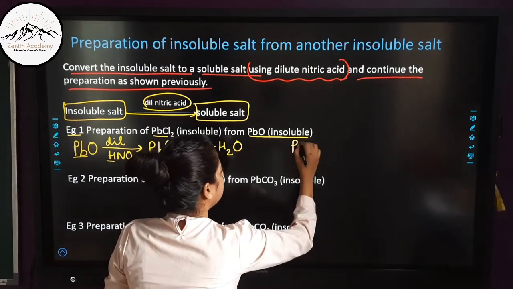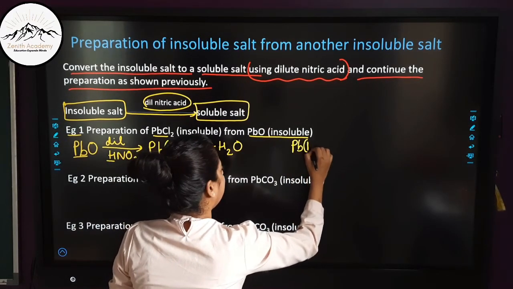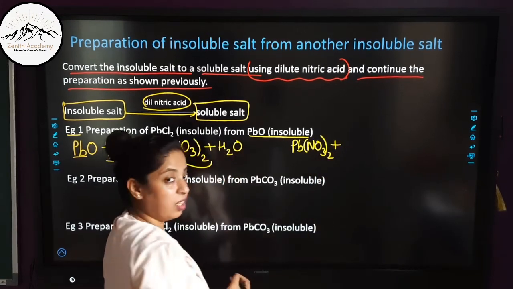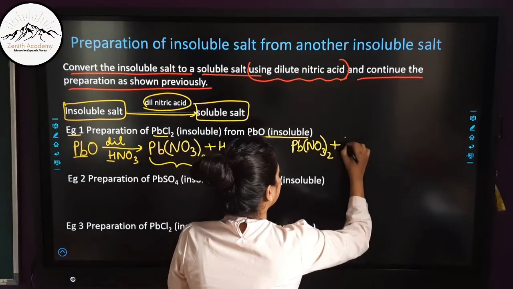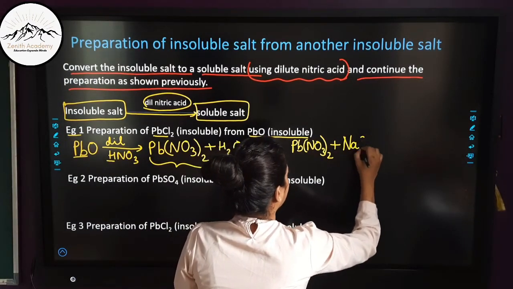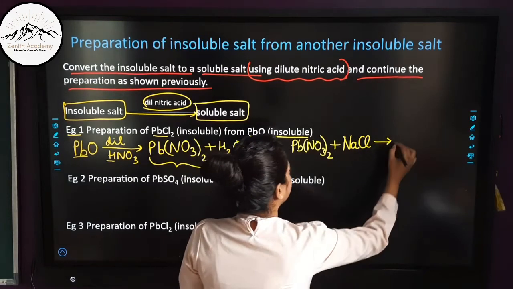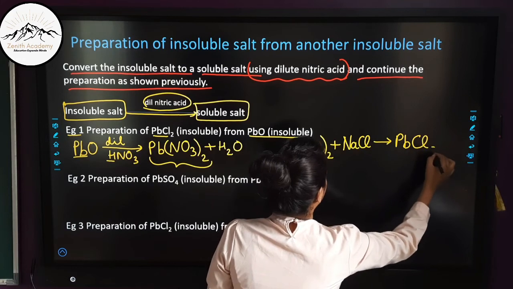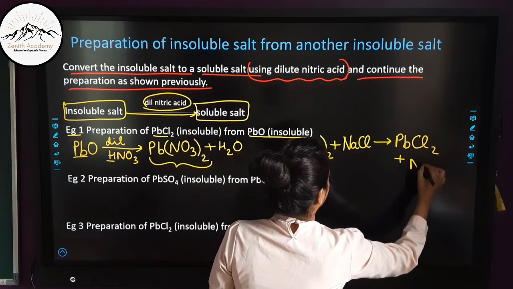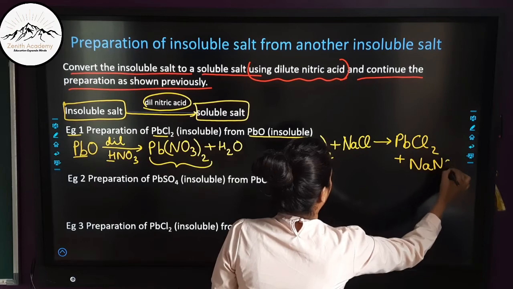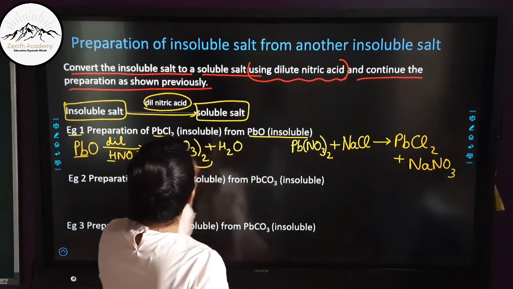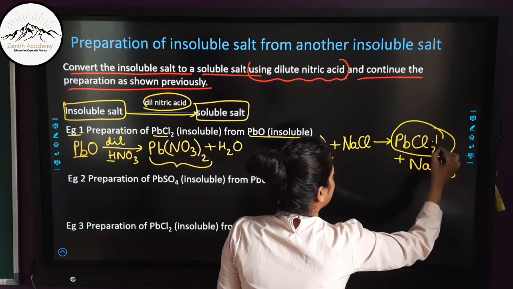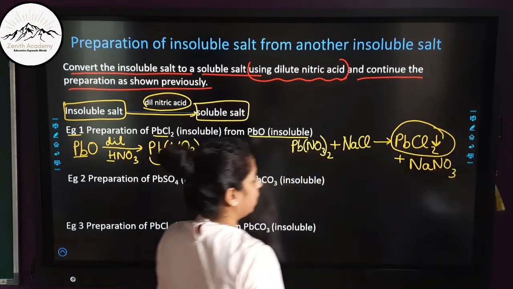So now we will take this lead nitrate and react it with another soluble salt. Say we can take NaCl, and when we react it, we will get lead chloride and sodium nitrate. So in this way we have got an insoluble PbCl2 which will precipitate out.